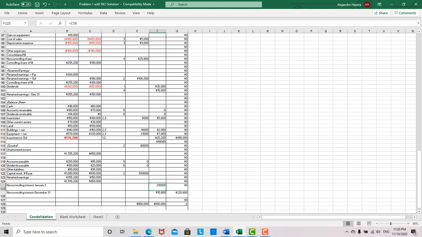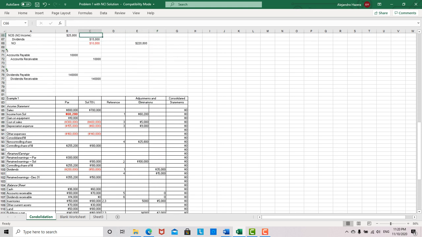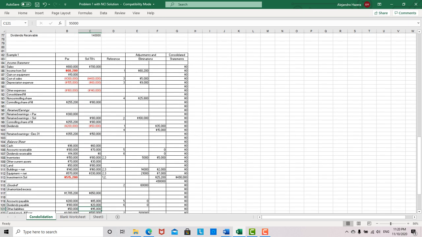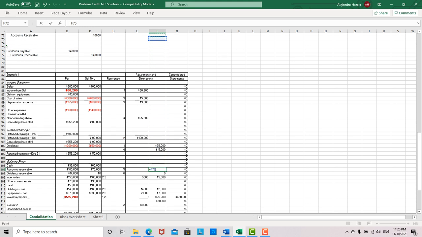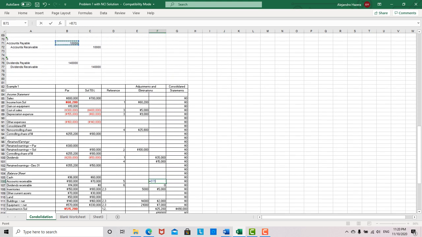Okay, now we've got two more entries, which are fairly easy. We've got two reciprocal entries. One is accounts payable. You can't owe yourself $10,000. The other one is dividends payable, dividends receivable. That has nothing to do with retained earnings. It's just you can't owe each other dividends. Okay, so in entry 5, we're going to credit accounts receivable to take $10,000 out of there because you can't owe yourself $10,000. You can't owe yourself.